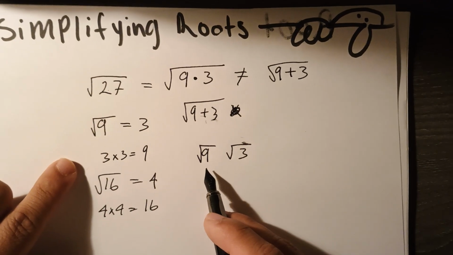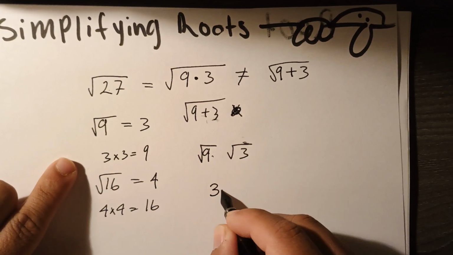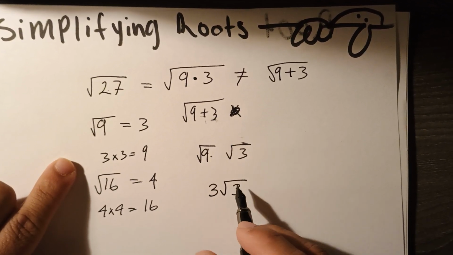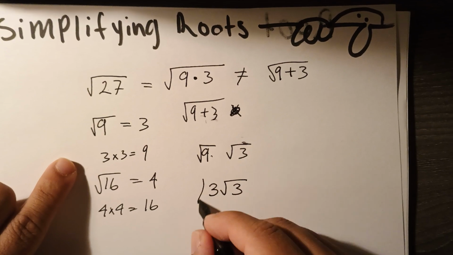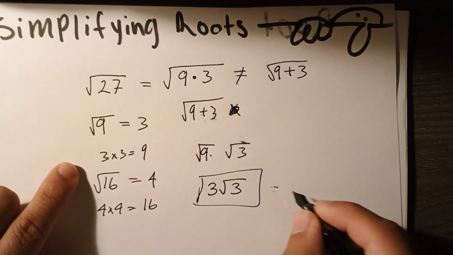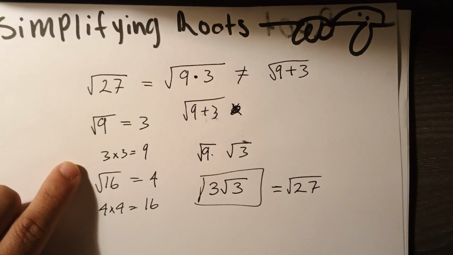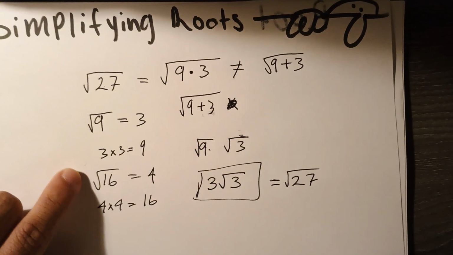So once we're here, you just take the square root of 9, which is 3, and you could just leave it as the square root of 3 like that, and that's your simplification of the square root of 27. That's just a simplified way to write it.